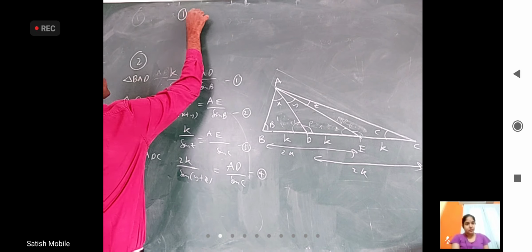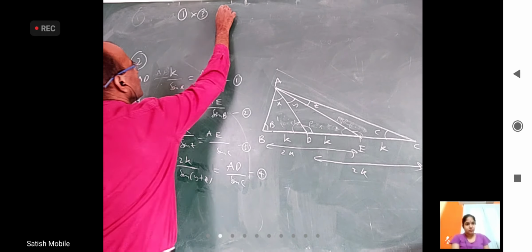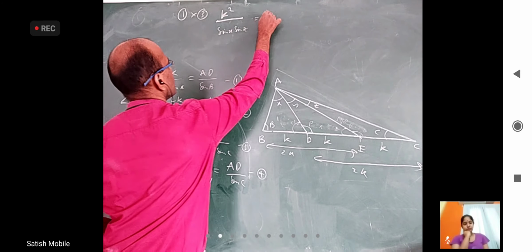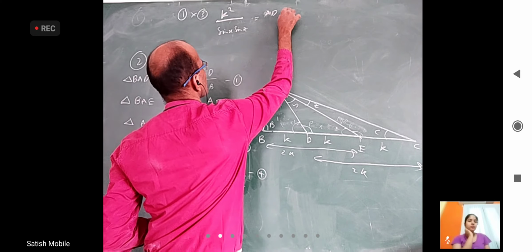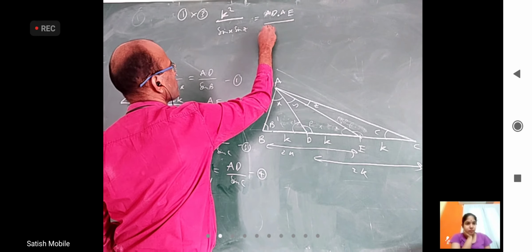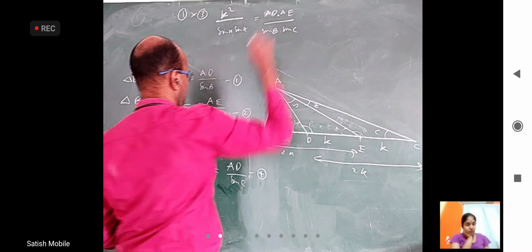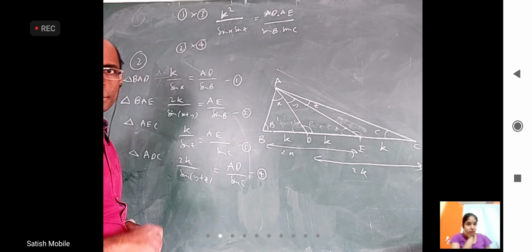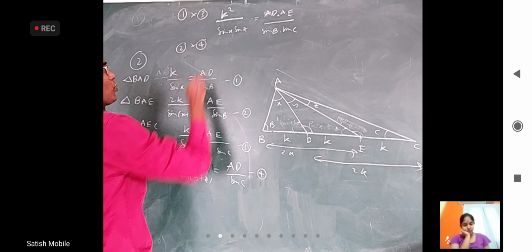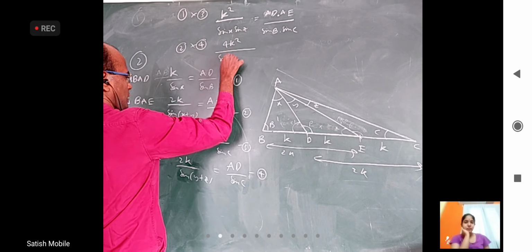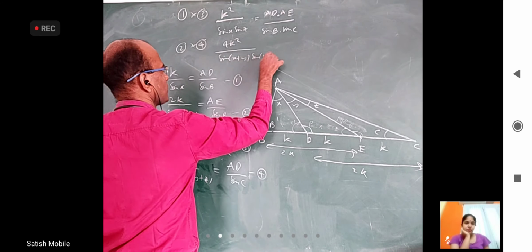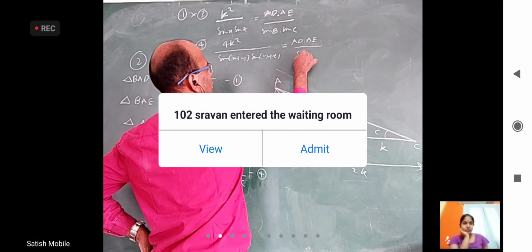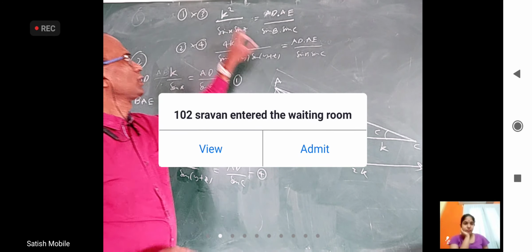If I take equation 1 into equation 3, I will get k square by sin x sin z equal to AD into AE by sin B into sin C. If I equate equation 2 and 4, again I will get 4k square by sin x plus y into sin y plus z is equal to, again same thing, AD into AE by sin B into sin C. Because these two are equal, these two are also equal, I can equate them now.